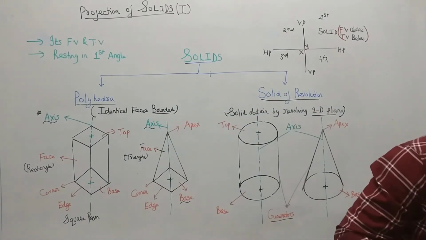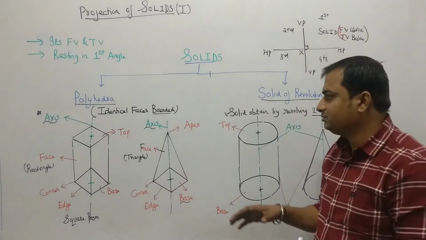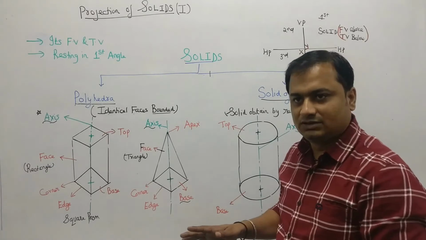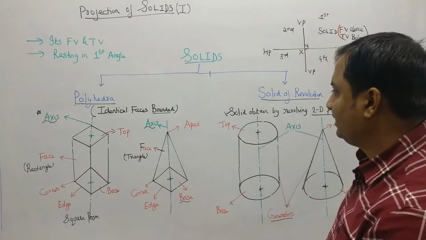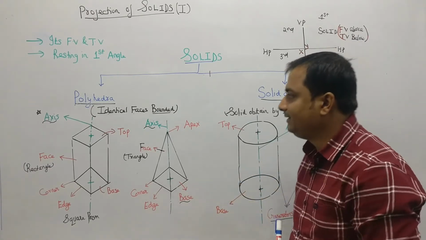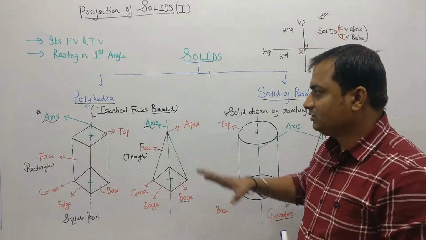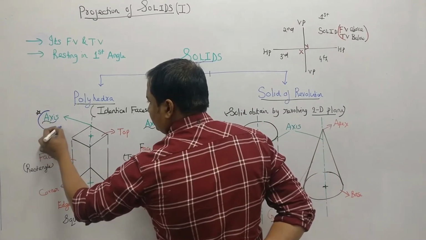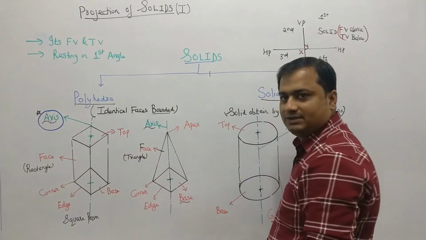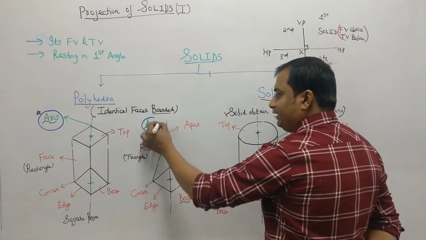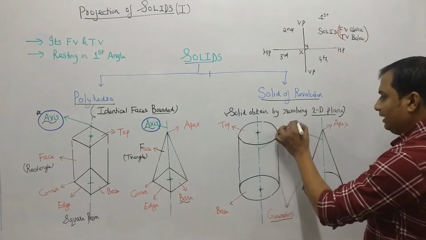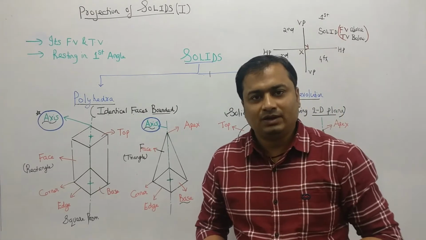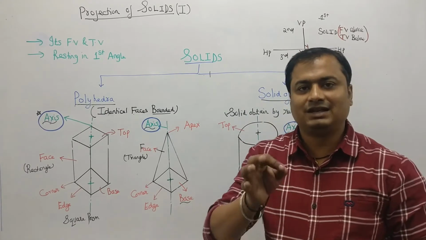Now what are the common terms in these solids? If we observe all these solids, there is one common term in all of them, and that common term is the axis. As you can see here, the prism has an axis, the pyramid has an axis, and the cone and cylinder have an axis. So the axis is a common term, and we all know the axis is nothing but a line.